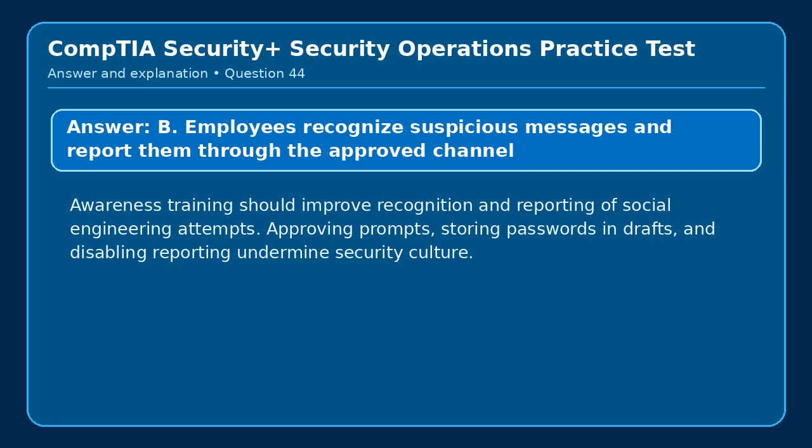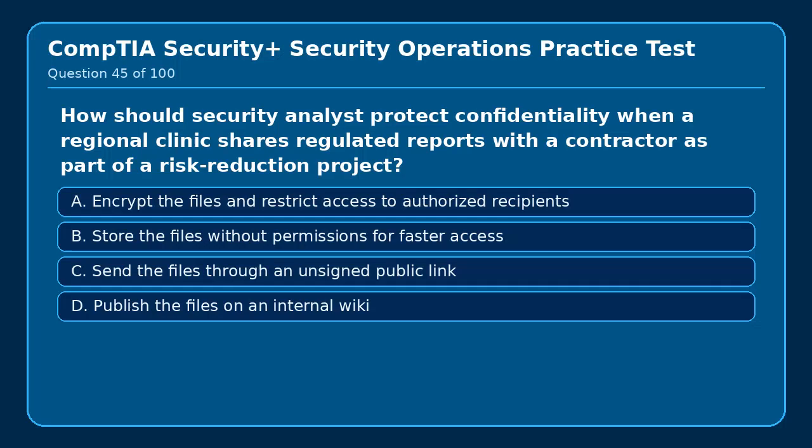Question 46. Which control best supports integrity when a payment processor needs proof that a downloaded firmware image was not altered before the production rollout for scenario 13 to 46? A. Rename the firmware file after download. B. Compare the vendor provided hash with the downloaded file hash. C. Disable logging during the firmware upgrade. D. Decompress the firmware before installation. Take a moment to choose your answer.